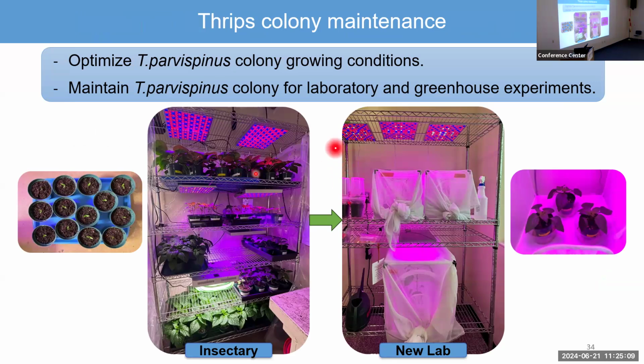As you can see in this picture, this is how we set up our plants. We were growing them from seeds, and then we have different growth stages. We were using these plants over here to feed our colonies. Our colonies were in these cages, and we were feeding them with the frequency that they were feeding on the plants. Another objective of this project was to keep the colony to use the thrips for further laboratory and greenhouse experiments.